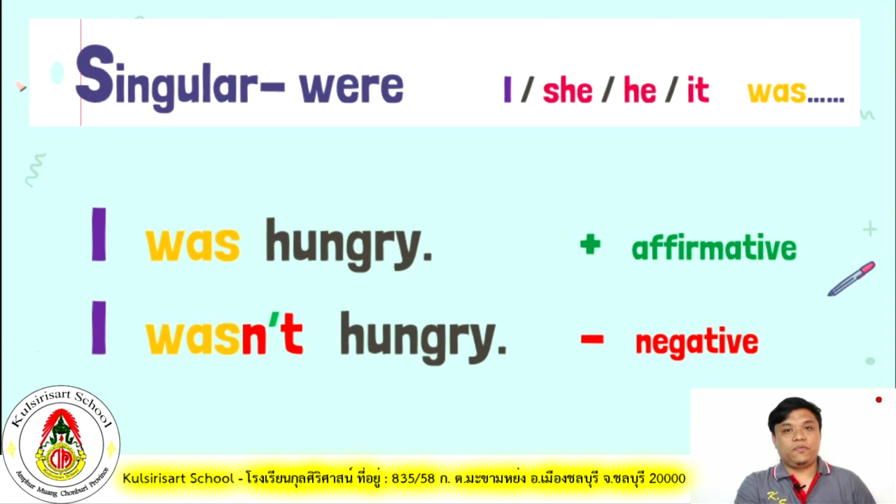Wasn't comes from the words was not. Can you say again? Was not. For the negative form, we do the contractions. So, the contracted form of was not is wasn't. So, instead of saying I was not hungry, you will say I wasn't hungry.